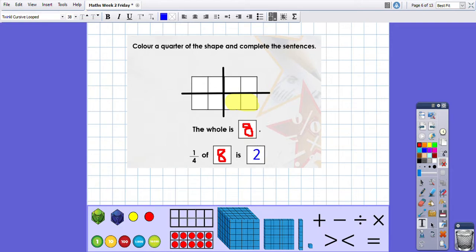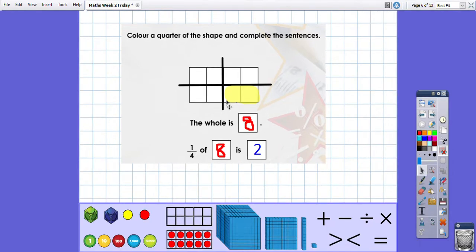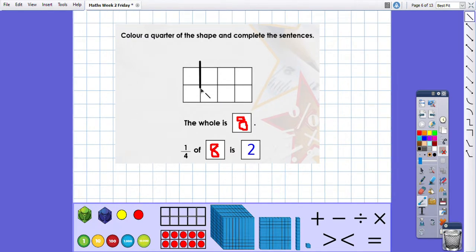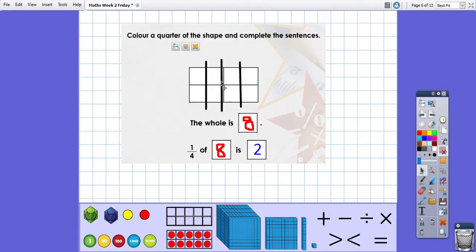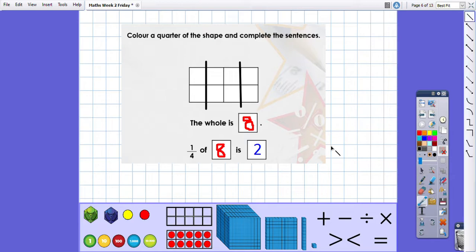Okay, there is another way you might have noticed you could split this into 4. So let's get rid of what I've done so far. You might have noticed you could split it into 4 this way. 1, 2, 3 and 4. Let's just move that one onto the line. Doesn't want me to. So we've got 4 groups.